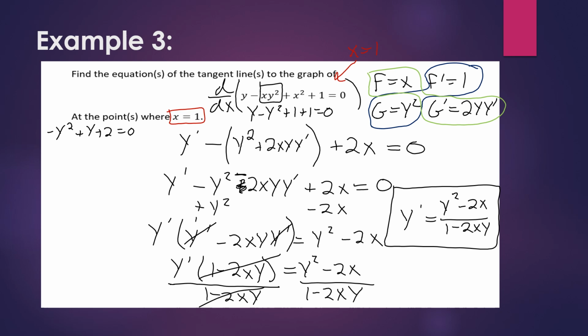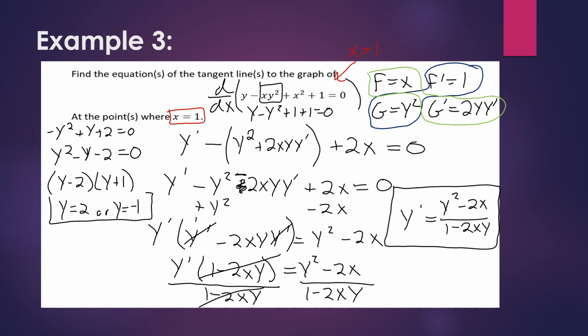Let's multiply everything by negative 1. So I get y squared minus y minus 2 equals 0. So I want two things that multiply to be negative 2, but add to be negative 1. So this is going to be (y minus 2)(y plus 1), meaning y equals 2 or y equals negative 1. So I'm getting two values for y here, which means that I'm going to get two different answers for y prime. Remember, x equals 1, but y can be 2 or negative 1.